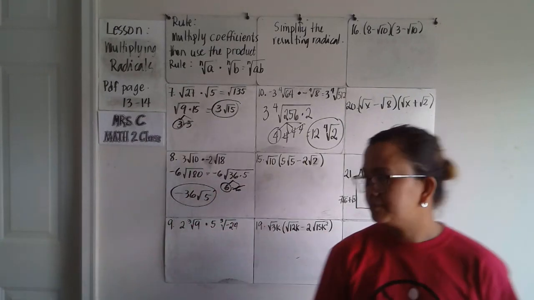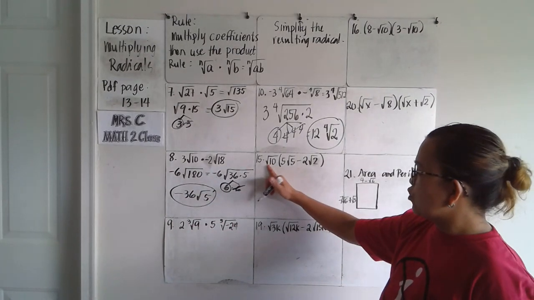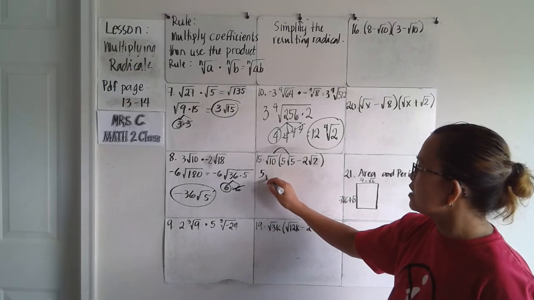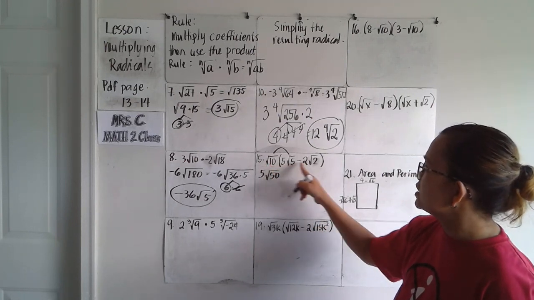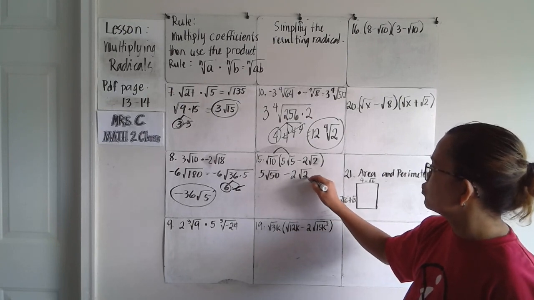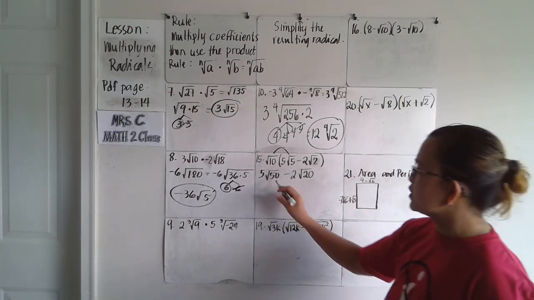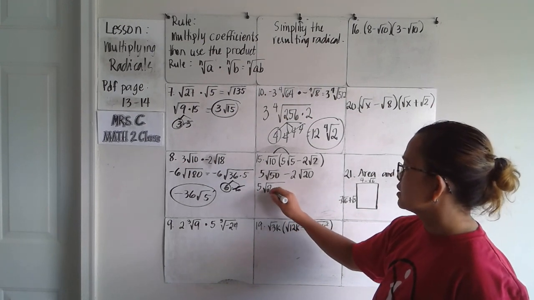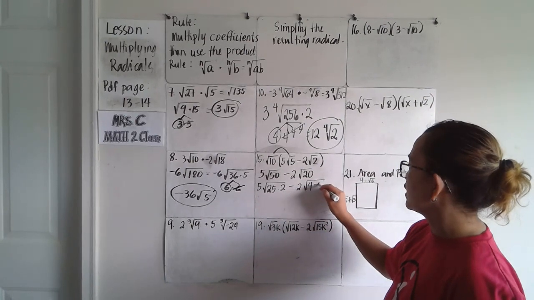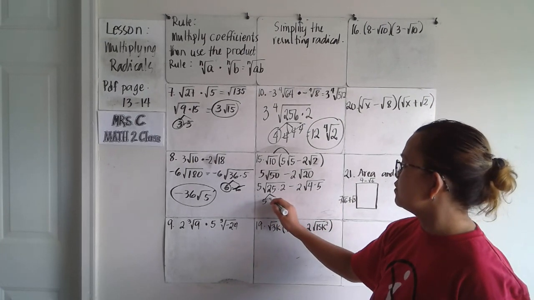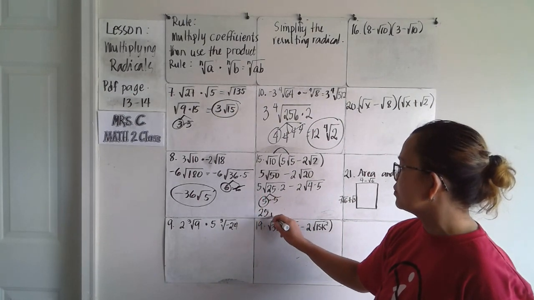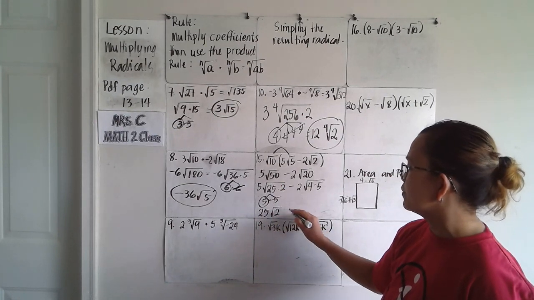Next, number 15. So monomial versus binomial, we need to distribute that. So that will be 5 square root of 50, and this to that would be negative 2 square root of 20. Now, the factor for 50 will give us 25 and 2. The factor for 20 will be 4 and 5. So 25 will be 5 and 5. Cancel, take 1. 5 times 5 is 25, square root of the leftover, 2.